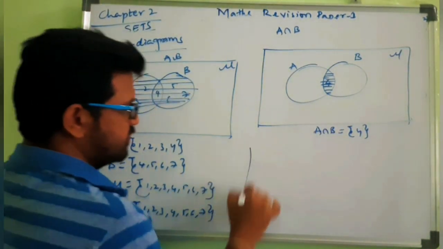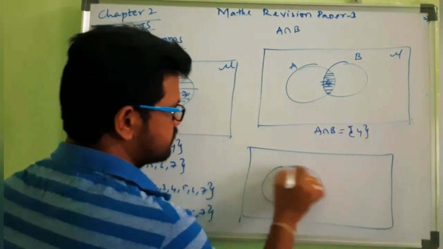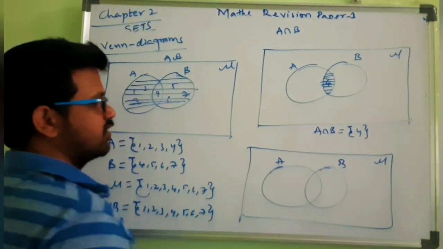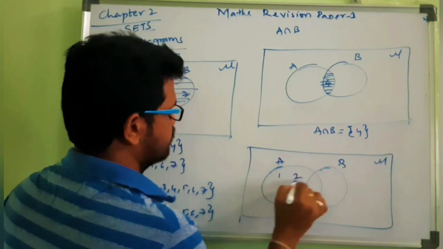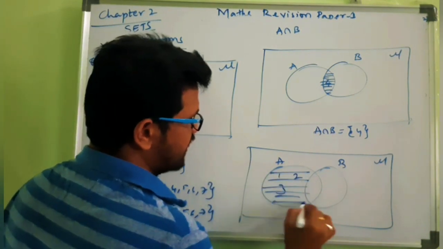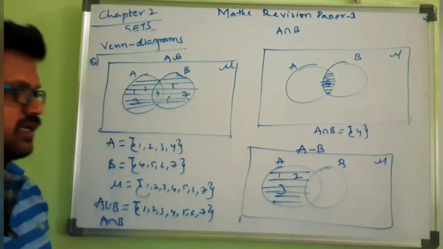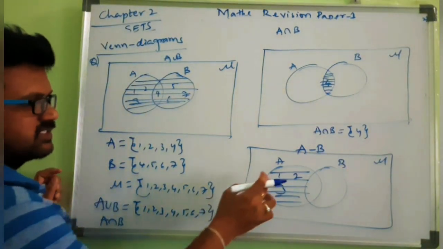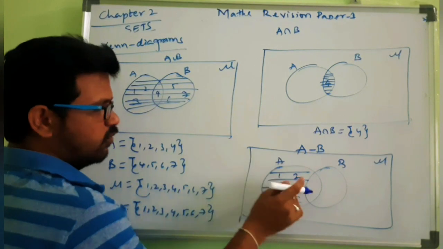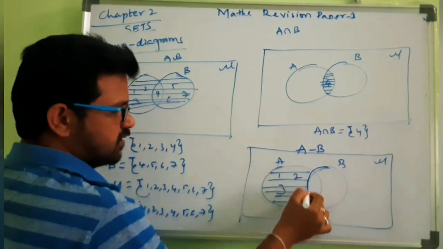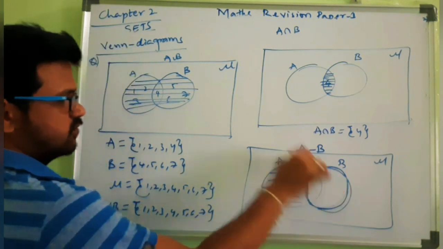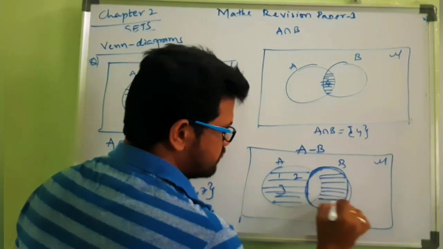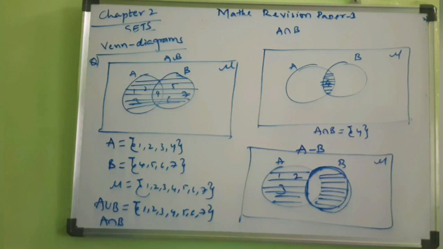Okay. And A minus B. What is A minus B? Elements belonging to A, not belonging to B. So 1, 2, 3. This is A minus B. The elements which belong only to A, here see, this B circle is empty, not belonging to B. This is A minus B. B minus A means you have to shade only B. Okay, so these are based on Venn diagrams.